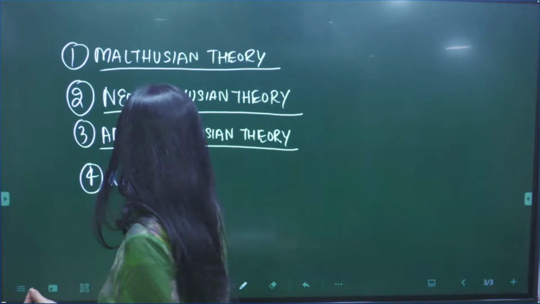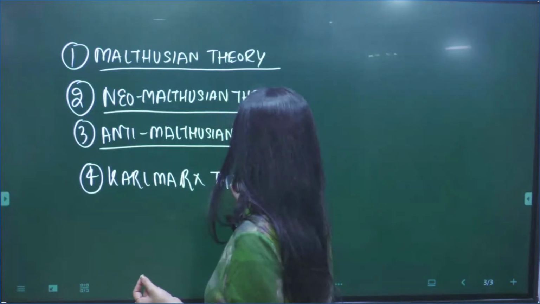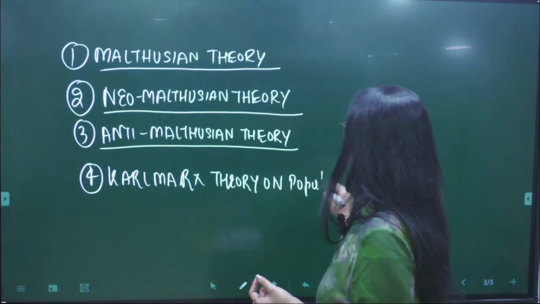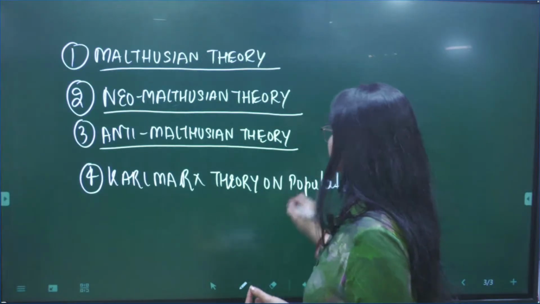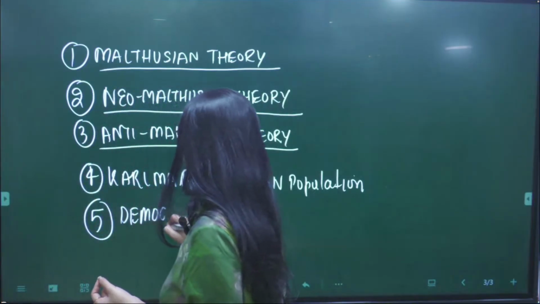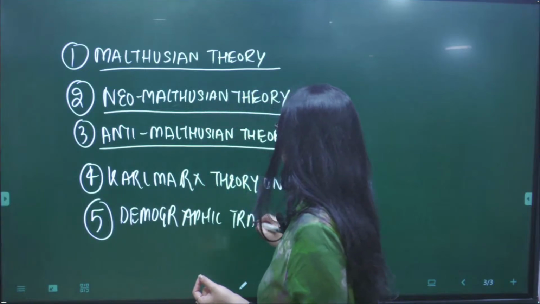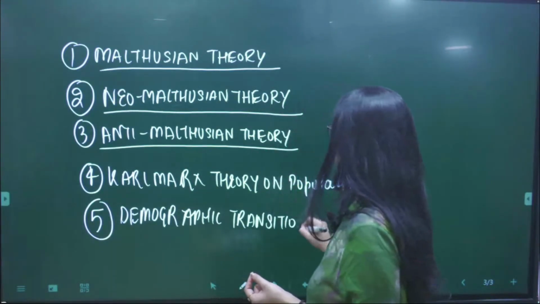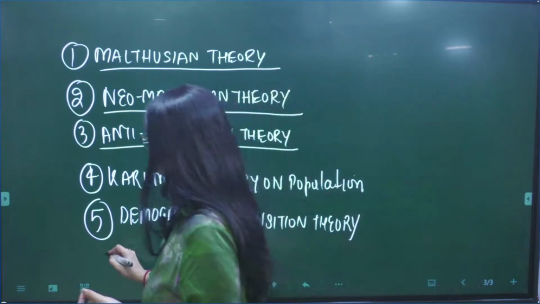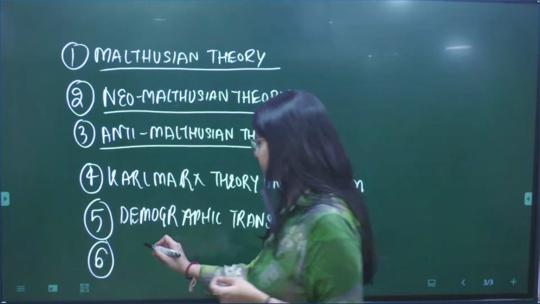And the fourth one is Karl Marx's theory on population. Fifth is your demographic transition theory. And the sixth one is your, what is the sixth one? Optimal theory. Excellent.